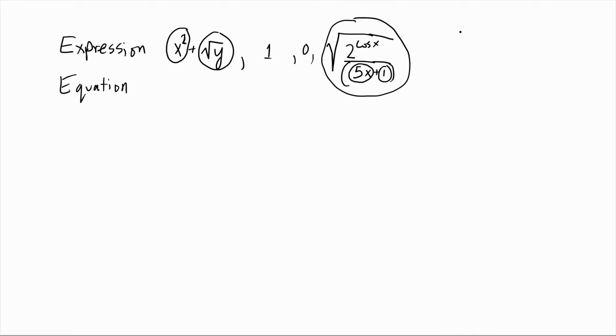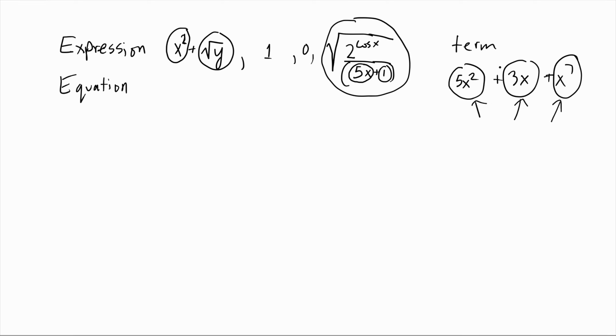So what is a term? A term is a chunk or an island that usually can be added to something else. So like 5x squared plus 3x plus x to the 7th. All right? These are all terms, and they're separated by pluses, or it could be minuses. So they're different parts of an expression are called terms. Often we think of terms being separated out that way. So that's an expression, terms.